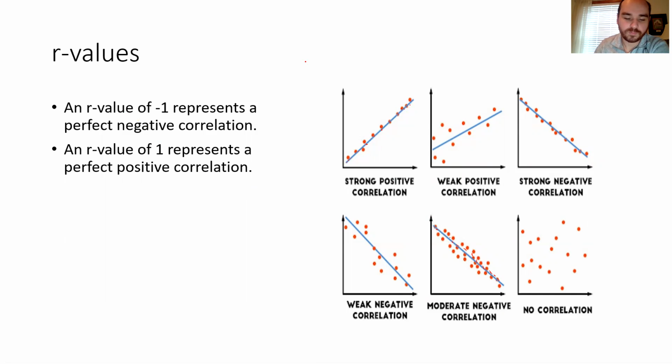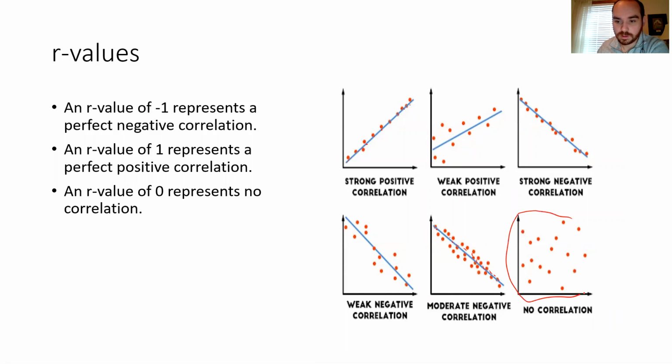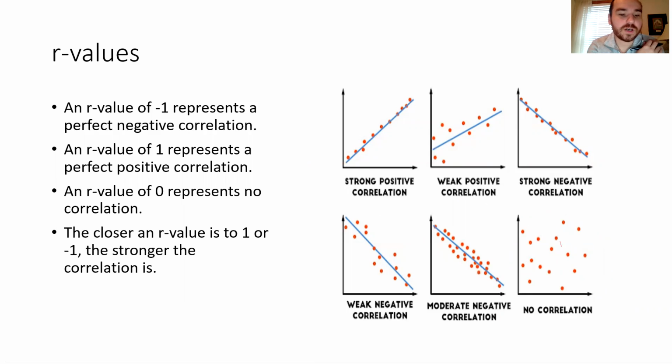And then an R value of 0, which would be like with this one, represents no correlation. So that means that there's no line you could draw through this that actually resembles this data in any way. A line like this looks just as accurate as a line like this at this point. So you can't really draw a line through this data that actually represents it. So you'd get an R value of 0. The closer an R value is to 1 or -1, the stronger the correlation.